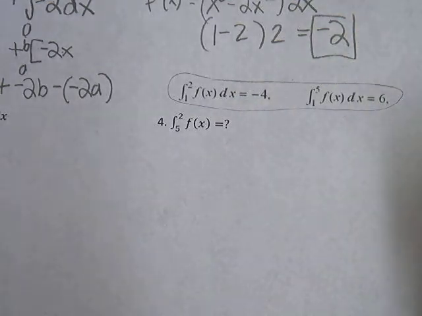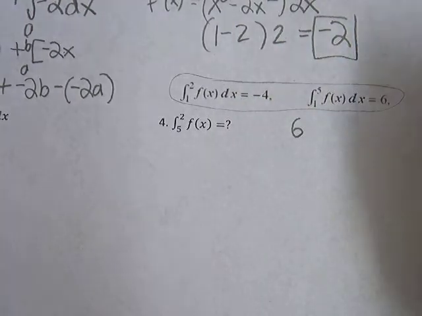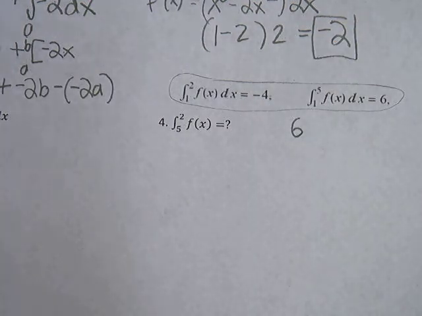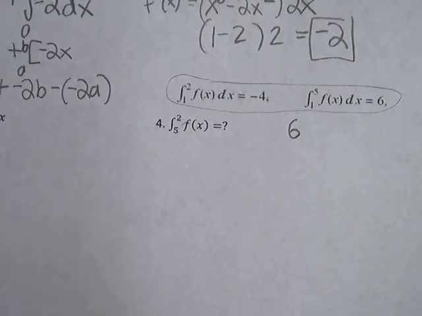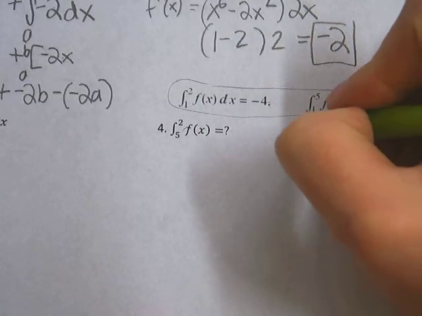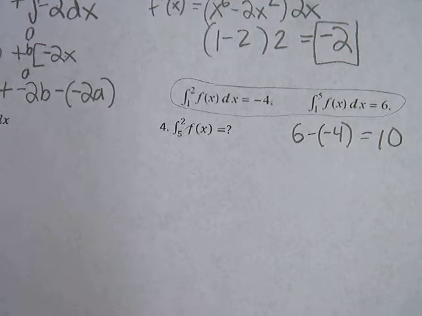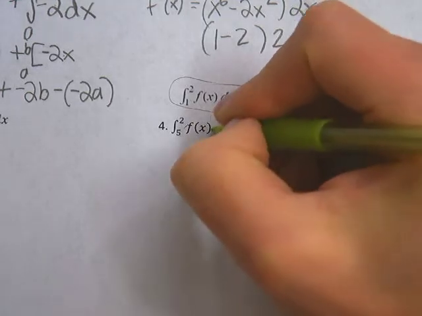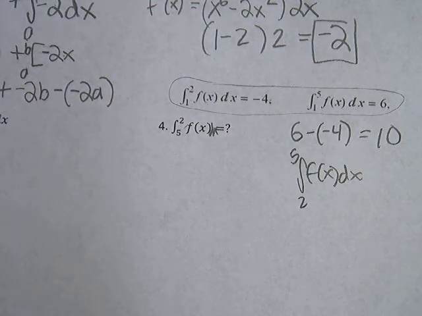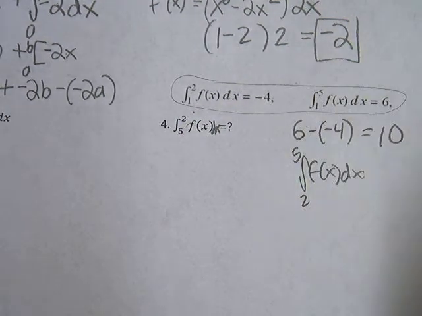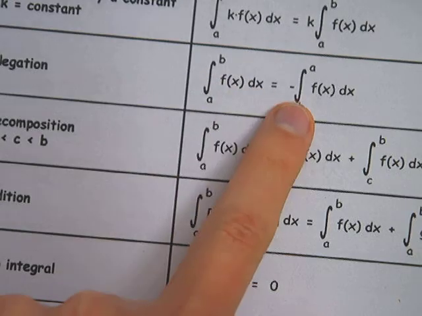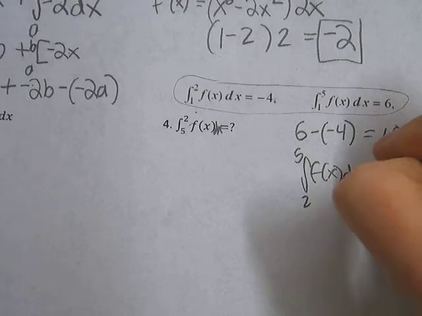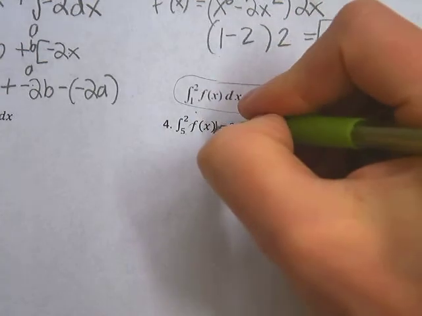So I know over the whole thing it's 6. And I know from 1 to 2 it's negative 4. And so I actually don't want that part. I'm only going from 2 to 5 on my interval. So I'm going to do 6 minus a negative 4, which is 10. And that's the integral from 2 to 5 of f of x. But that's not what the question's asking for. The question's asking for the integral from 5 to 2. So we have to go back to our rules of integrals, which is the negation one. If we swap the bounds, we just make it negative. So our answer shouldn't be 10, it should be negative 10, and so our answer is just negative 10.